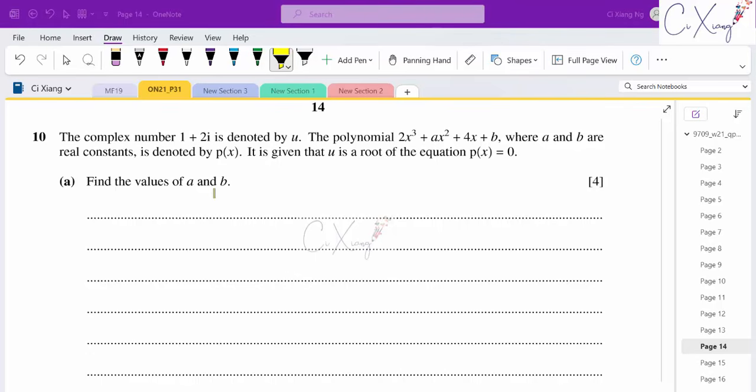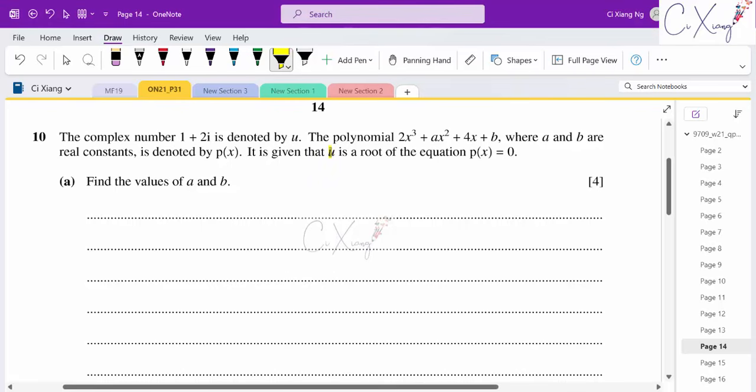Okay, since they tell us that u is a root of the equation P(x) = 0, that means if we substitute u into our x here, we will get the value 0, right? Then we can use this information to compare the real part with the real part and the imaginary part with the imaginary part in the polynomial, and get the values. This is what we can get from the information given.